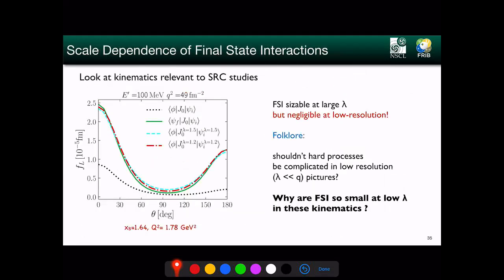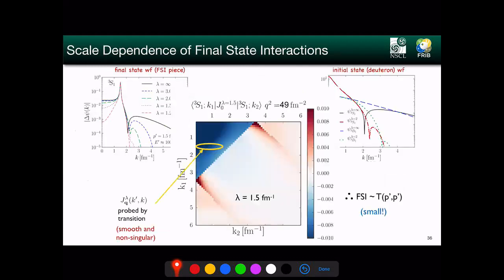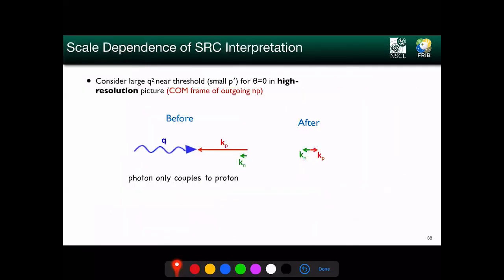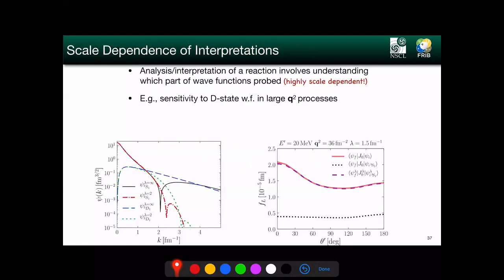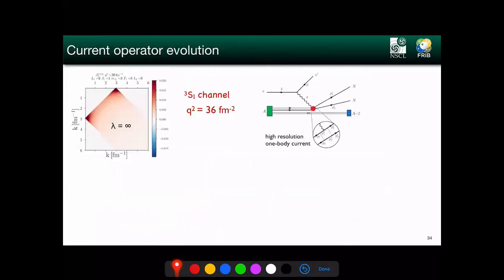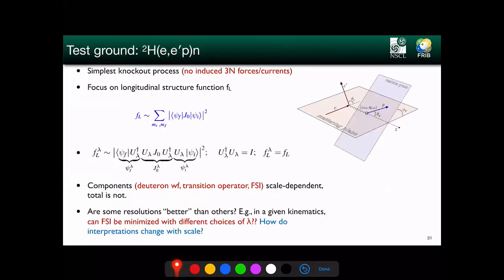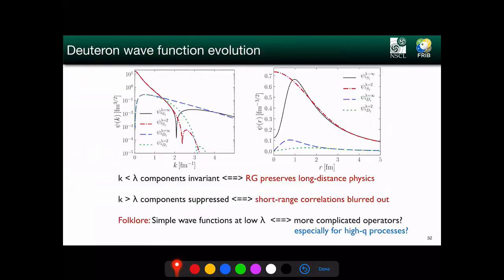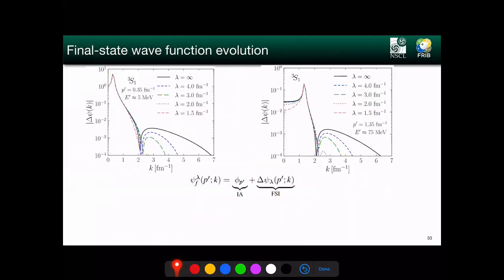Basically, the quick summary is that we looked at the simplest knockout reaction you can do, and that is deuteron electrodisintegration. And we play this game where we perform RG evolution on the wave functions and the transition operator and see what happens. The takeaway point here is that things such as final state interactions are strongly scale and scheme dependent.